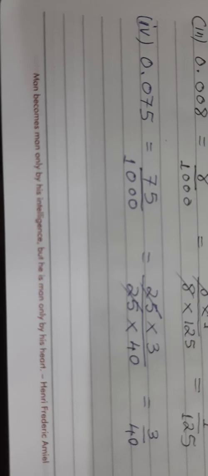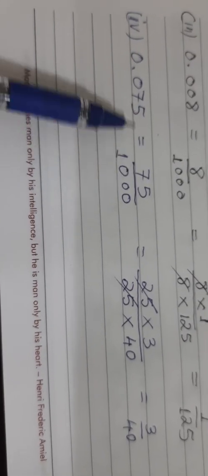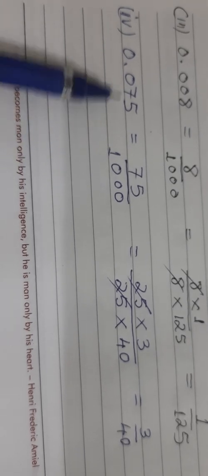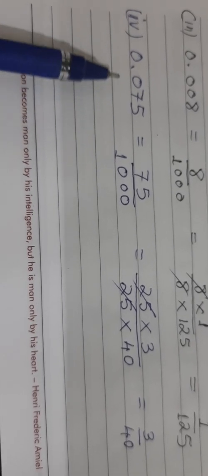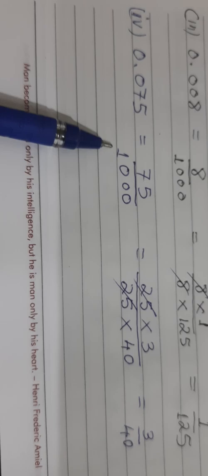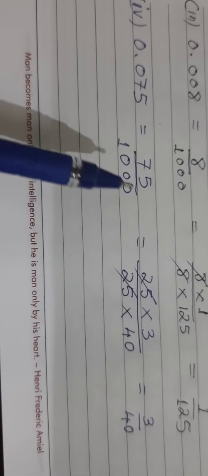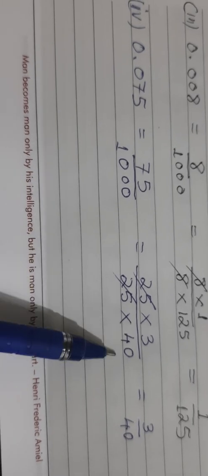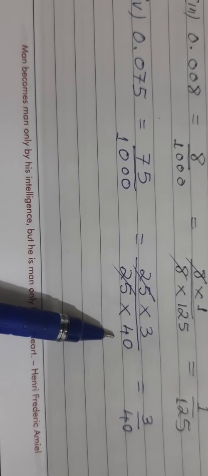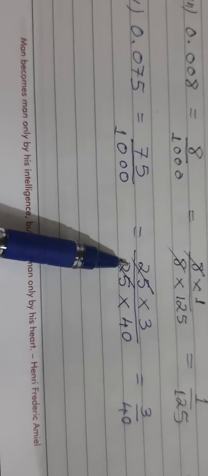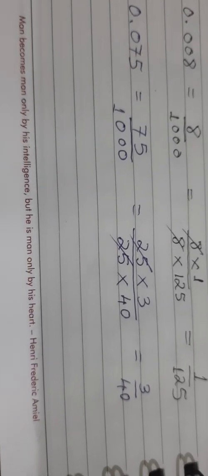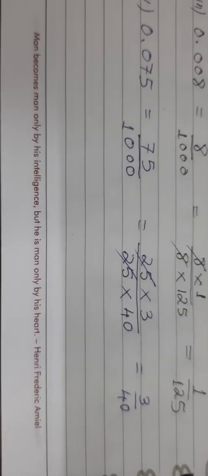Okay, here's the fourth part for you. 0.075. First of all, it is converted to a fraction. 75 by 1000 it is. I hope by now you all must know how to convert, so I am not going to explain anymore. So 75 can be written as 25 into 3. 1000 can be written as 25 into 40. Okay, you can reduce it, 25 into 40. So 25 is common, cancel it out. We have 3 by 40 as our fraction in the lowest term.